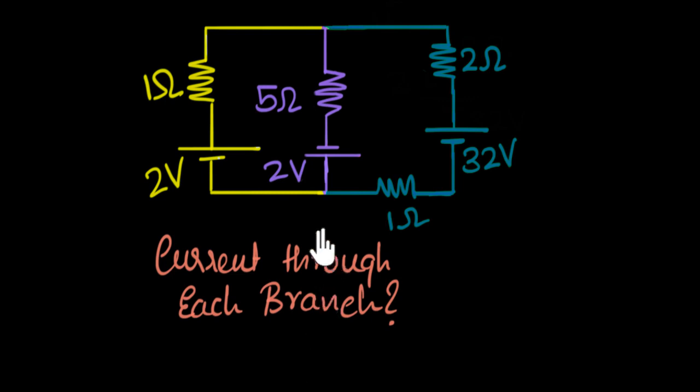Well, usually when we have a circuit, the first thing I look for is if we can reduce the circuit by using series and parallel formula. But over here, you can't do that. If you don't trust me, go ahead, give it a try. You can't reduce the circuit using series or parallel.